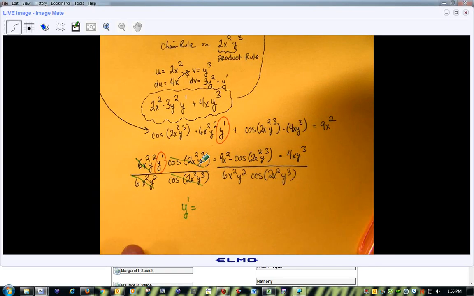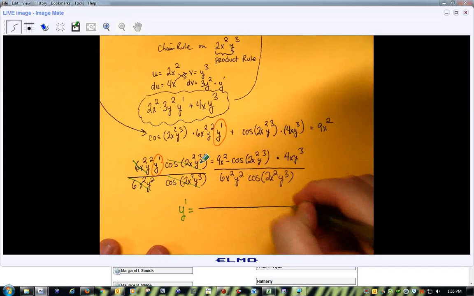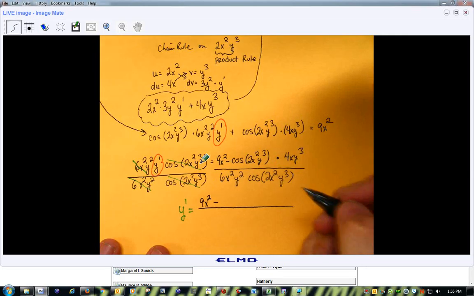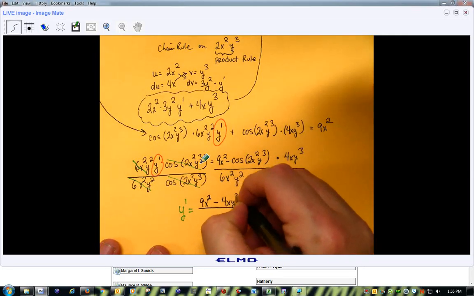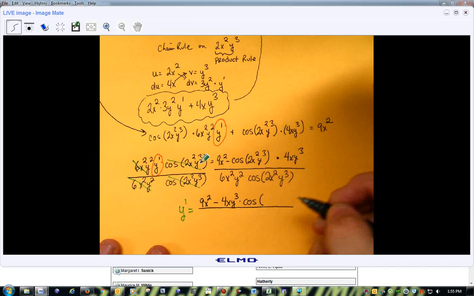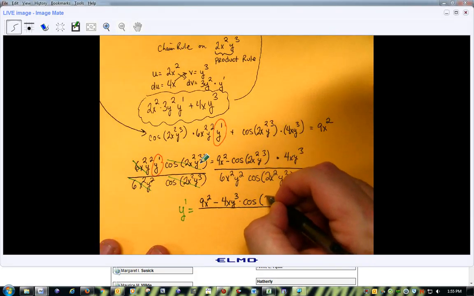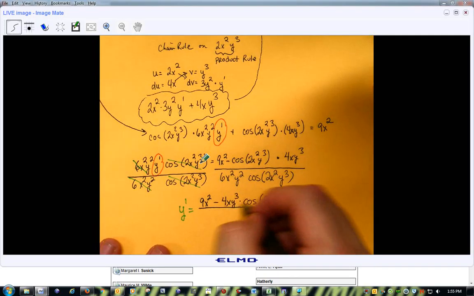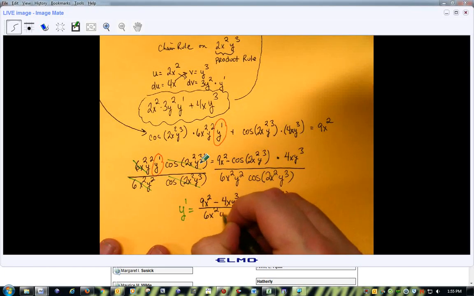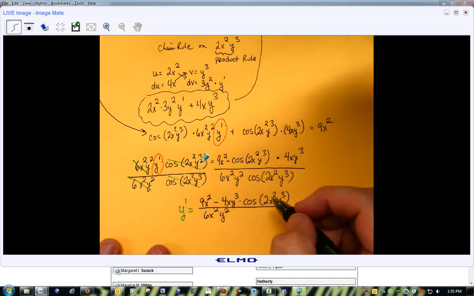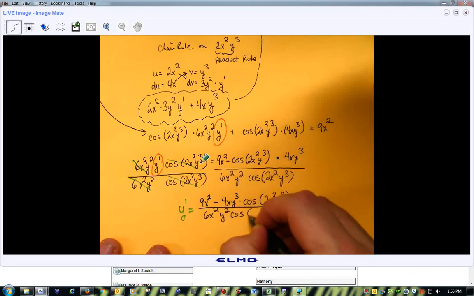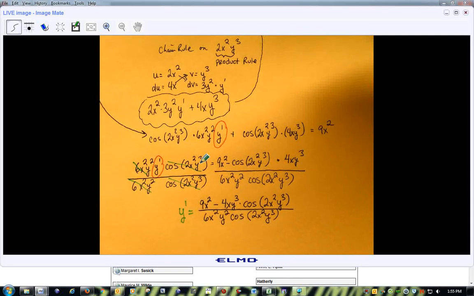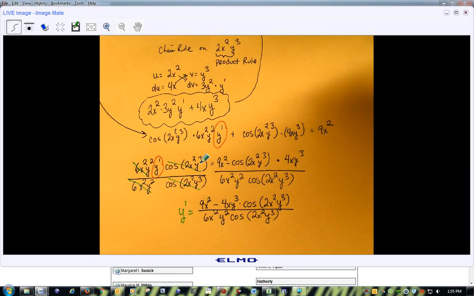And now I'm going to make this all neat-ish. 9x squared minus 4x y cubed times the cosine of 2x squared y cubed, all over 6x squared y squared times the cosine of 2x squared y cubed. And I really don't think that I want to do anything else with it.